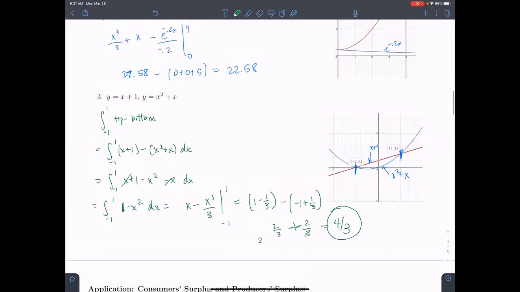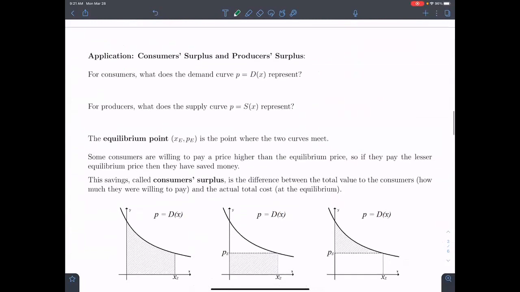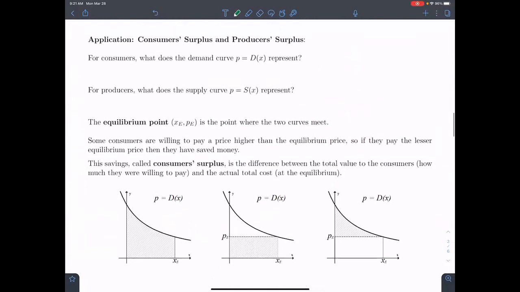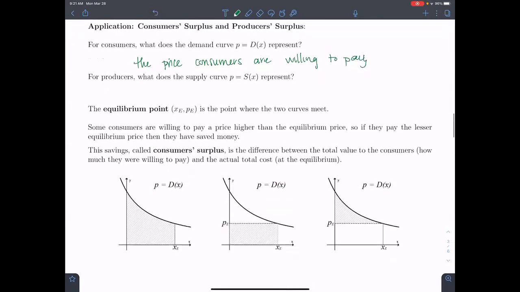Okay, so that is area between curves. Let's see if we can do consumer and producer surplus here as well. So this is an application of that idea. So for consumers, what does the demand curve represent? The demand curve is the price consumers are willing to pay. And then the supply curve is the price at which producers are willing to sell their product.